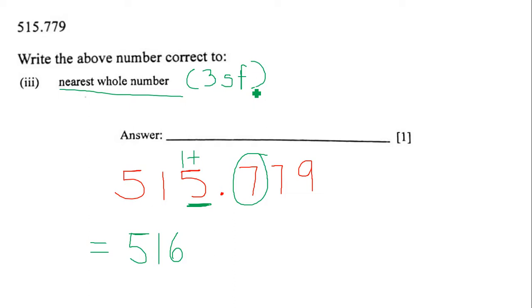Go ahead, sir. I have a question. Why did you add the 1 to the 5? Because 7 is greater than 5, so we round up. You understand? Once the number is greater than 5 or equal to 5, you round up. But if it's less than 5, it stays the same. Yeah, leave it as is.